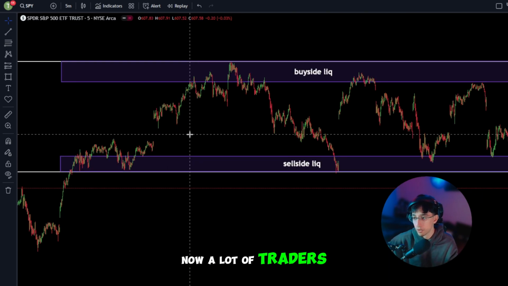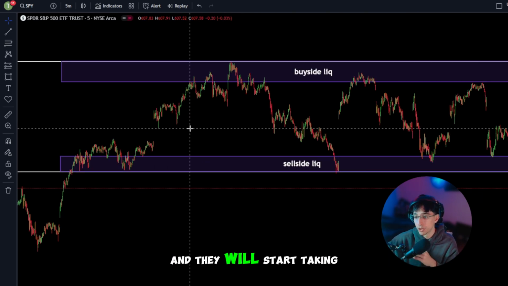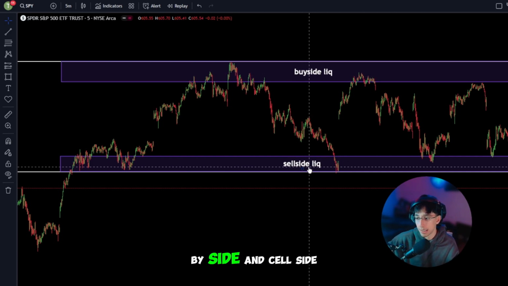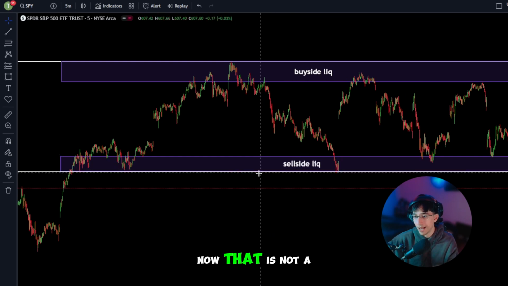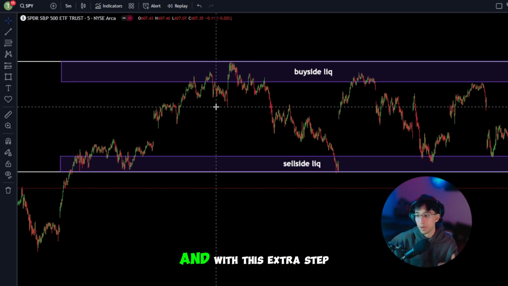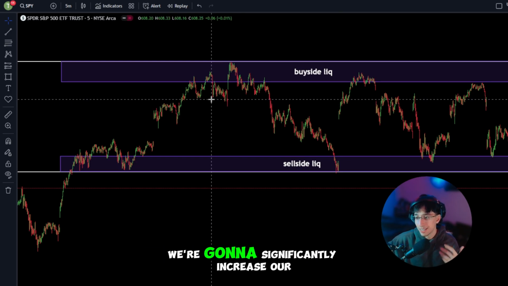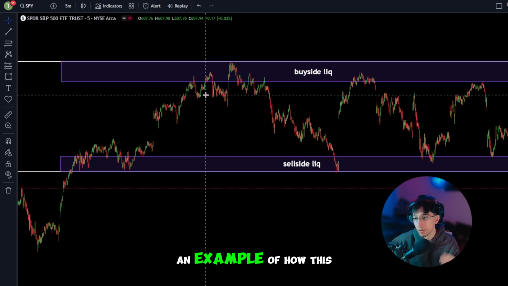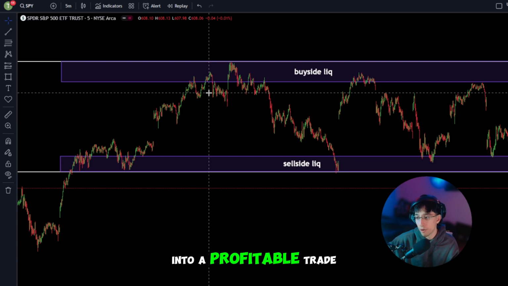Now, a lot of traders will simply just draw this in and they will start taking trades simply by just identifying buy side and sell side liquidity. Now, that is not a bad idea. However, we're going to take this a step further. And with this extra step, we're going to significantly increase our win rate. And I'm going to show you guys an example of how this extra step helped turn a losing trade into a profitable trade.